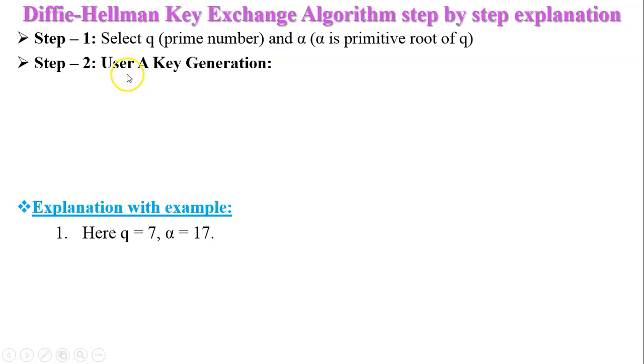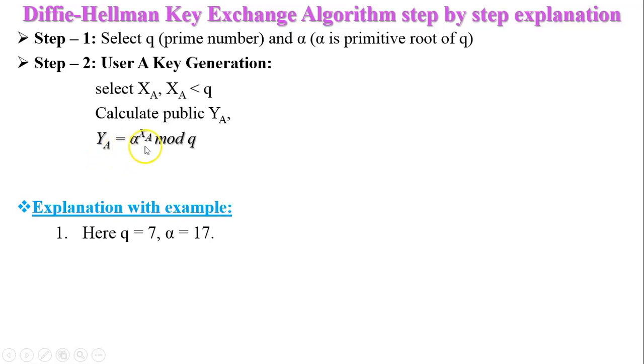Step number 2, user A key generation. Now on user A's side, what we have to do is select XA. We have to choose the value of XA as per the condition XA less than Q. Here Q is equal to 7, so the value of XA is always less than Q. Now calculate public YA. The equation is YA is equal to alpha raised to XA mod Q. The YA value is shared with user B.